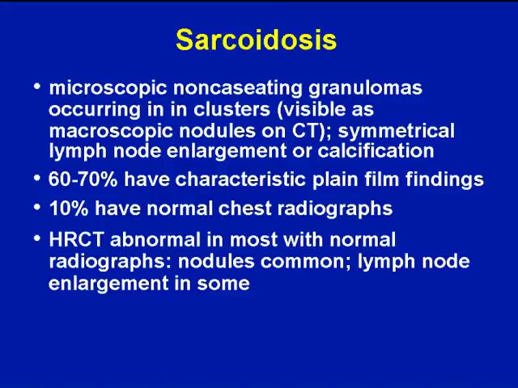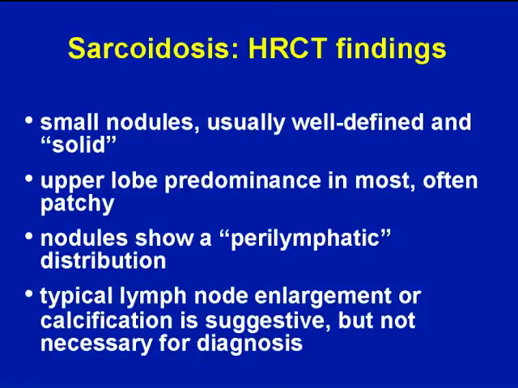And high-res CT is abnormal in most patients with sarcoid who have normal chest radiographs. Usually in that situation, nodules are seen on high-res CT. Lymph node enlargement is occasionally seen, but many patients with normal chest films and abnormal HRCTs in sarcoid don't have adenopathy. The high-res CT findings include small nodules, which are usually well-marginated, sharply defined, and appear solid. They're not ground glass opacity. They appear solid on high-res CT.